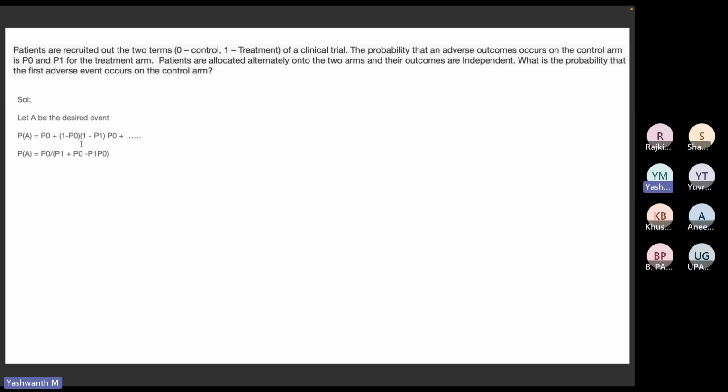If it doesn't happen, with 1 minus P0, and it should not happen on the treatment arm, that happens with 1 minus P1. But then it can happen on the control arm with probability P0, right? Again, plus what will happen is it will not happen with P0, it will not happen with P1. Again, it will not happen with P0, again, it will not happen with P1. But then it will happen on the control arm with P0. Is it clear?